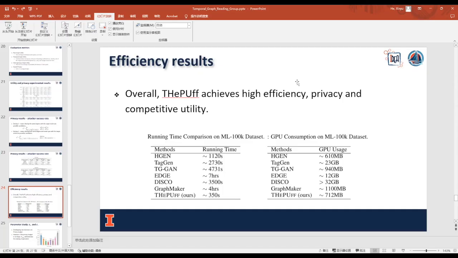And also, as we compare with the diffusion-based models, which use adjacency matrix-based sampling while we use a random walk-based sampling process, you can see that we achieve impressively more efficient running time, and we use much less GPU memory in our experiments. So from all 3 experiments, we can summarize that our model achieves high efficiency, privacy, and competitive utility.